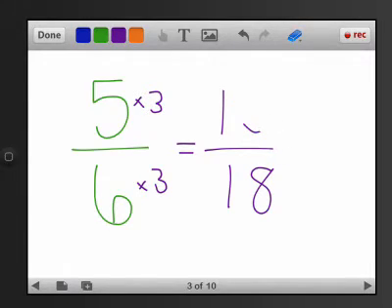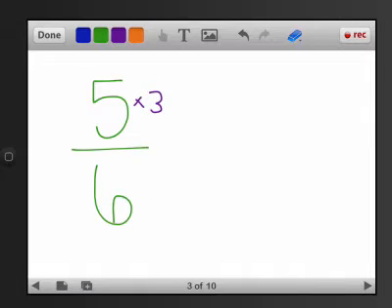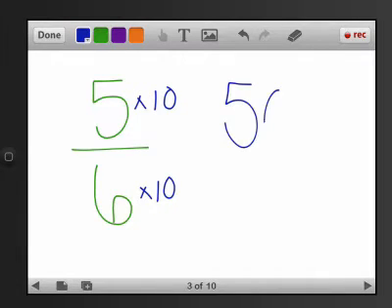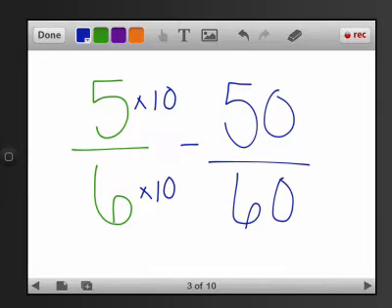Let's erase this and find another one. What could I multiply by? Let's do times 10. 5 times 10 is 50. 6 times 10 is 60. 5/6 is also equivalent to 50/60.